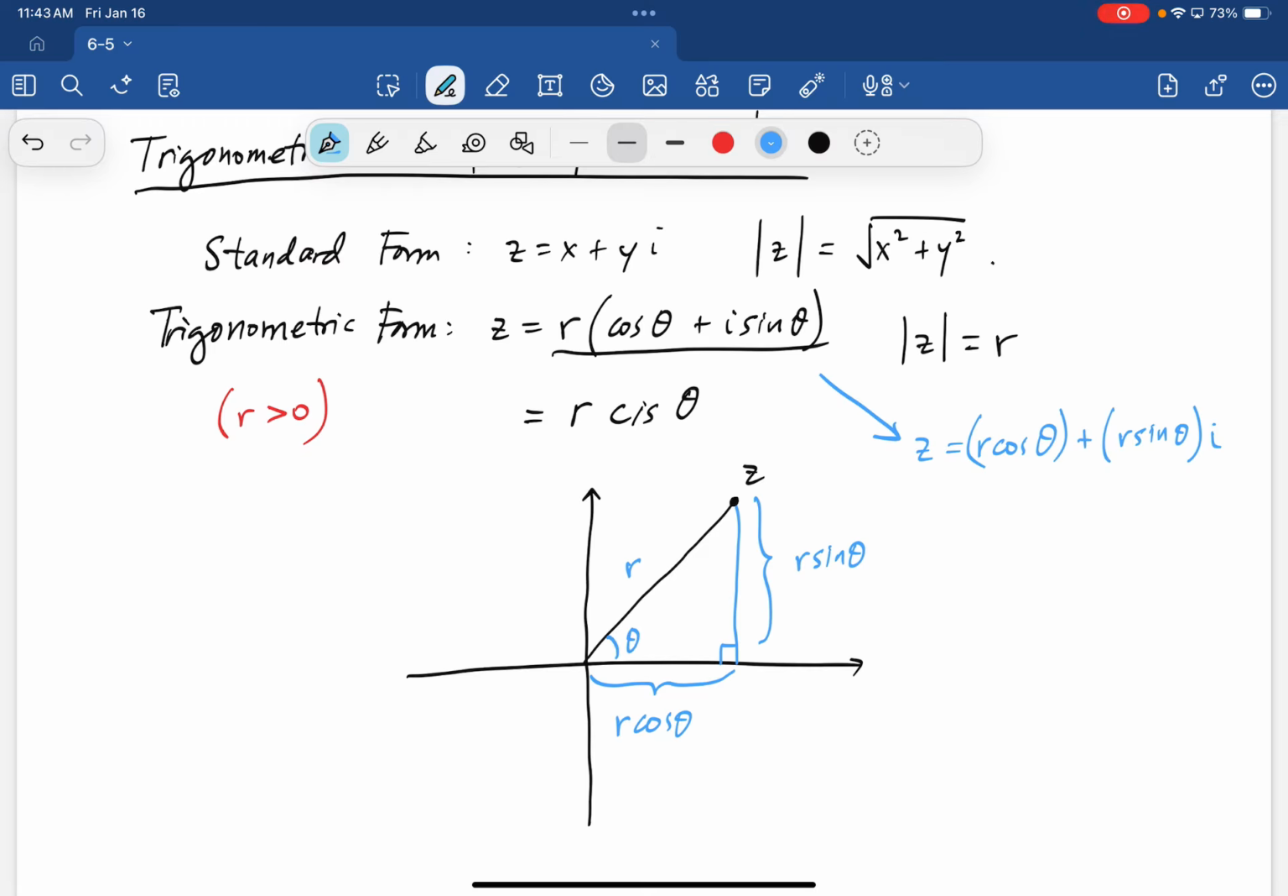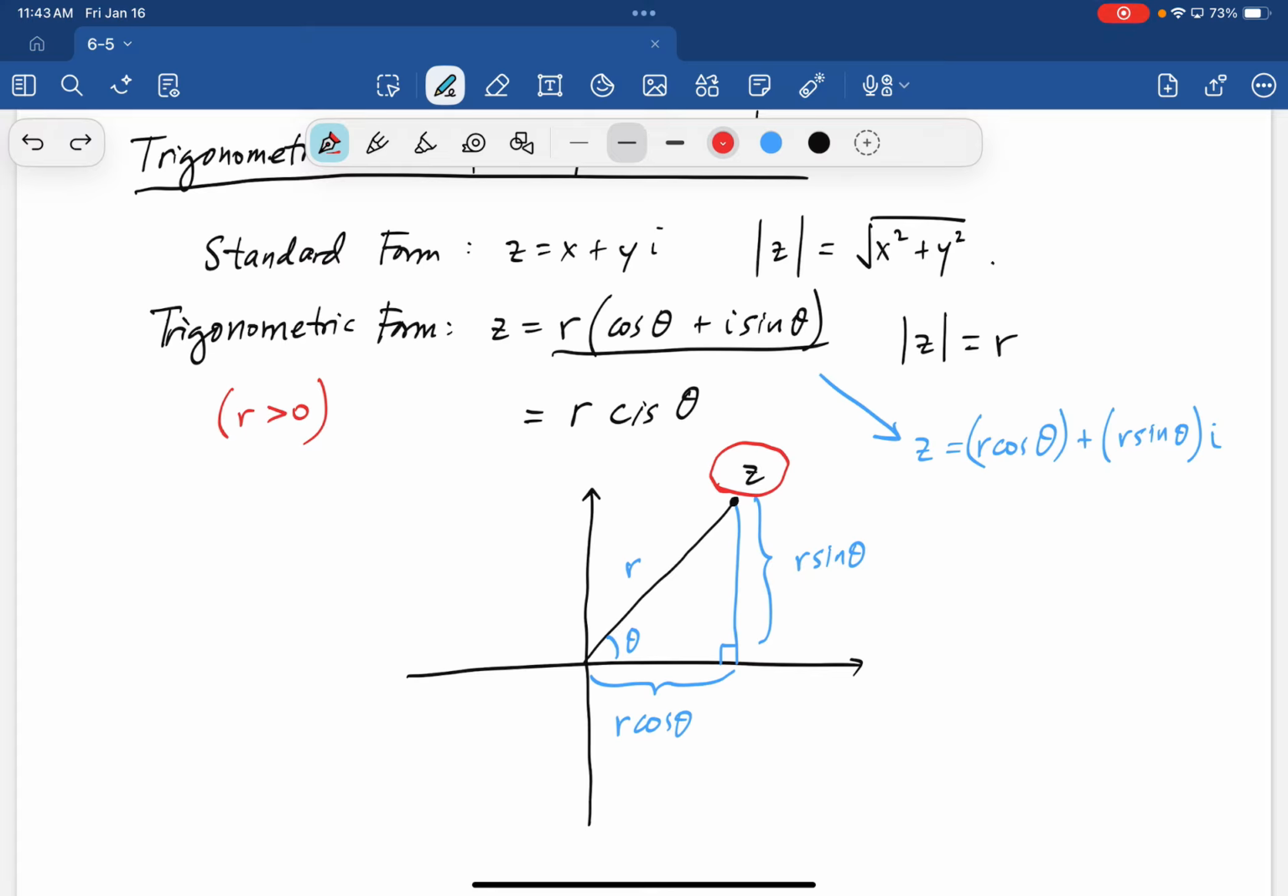As you can see, if we have an arbitrary point in the complex plane, all we need to do to write it in trigonometric form is to find the radius, the distance from the origin, and then the angle that is made with the positive x-axis. That allows us to immediately write this complex number in trigonometric form using r and theta. So it's quite similar to vectors. And later, once we get to polar coordinates, you'll see even more similarities.